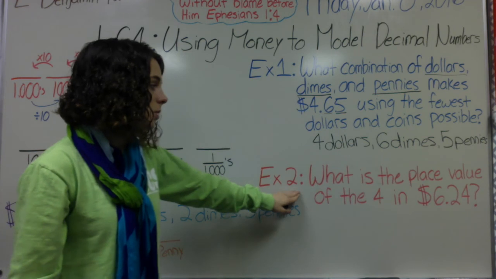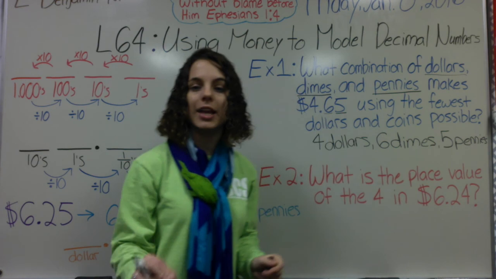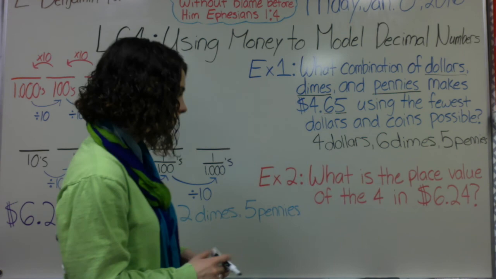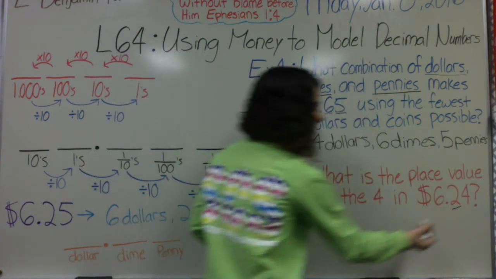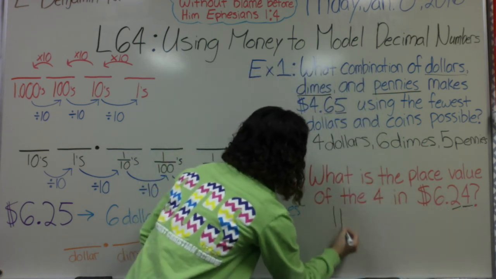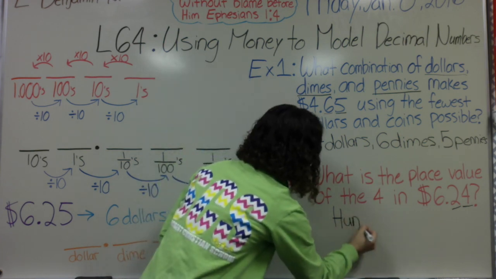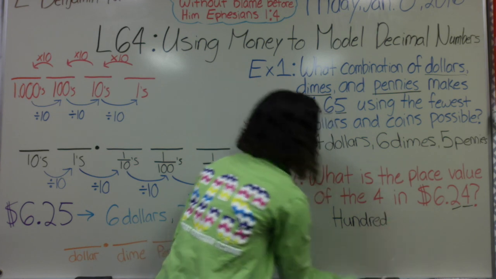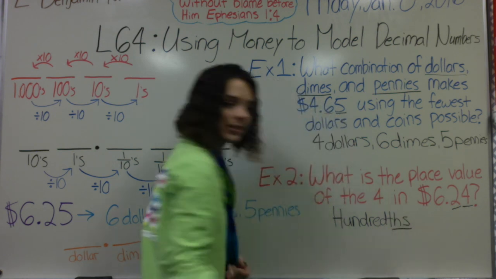So example 2 says, what is the place value of the 4 in $6.24? We're looking for place value. I want you to go ahead and try that on your own and see if you can come up with it first. So I know that this is my tenths place, and this is my hundredths place. The way I'm going to spell that, I spell hundred just how I usually do, H-U-N-D-R-E-D, then I just add T-H-S at the end, hundredths place.